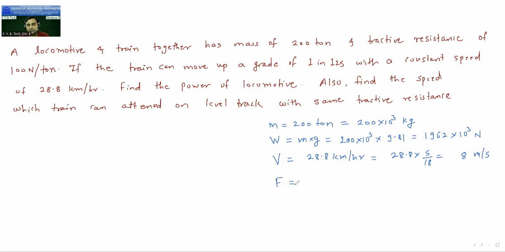tractive force F is given as 100 Newton per ton. 100 Newton per ton means what? For 1 ton, it is 100 Newton. Now, what is the weight? Mass is 200 ton. So for 200 ton, how much is it?